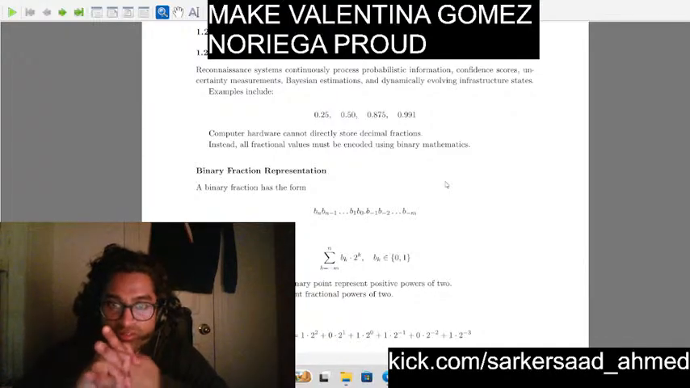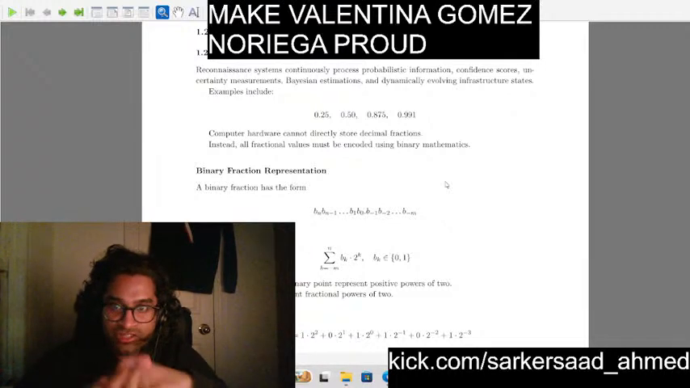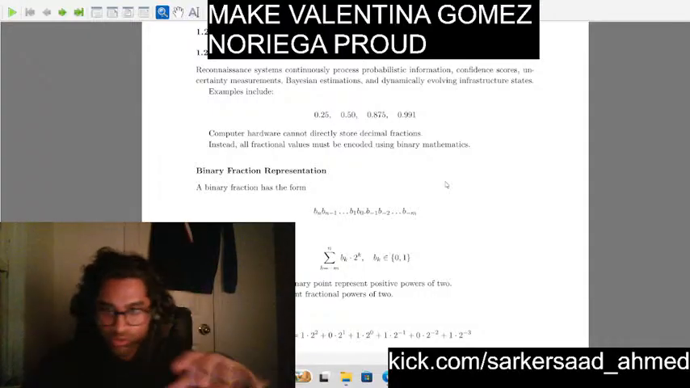Reconnaissance systems continuously process probabilistic information: confidence scores, uncertainty measures, Bayesian estimations, and dynamically evolving infrastructure states. So for example, 0.25, 0.5, 0.875, 0.991. Computer hardware cannot directly store decimal fractions. Instead, all fractional values must be encoded using binary maths, in a binary fraction representation.